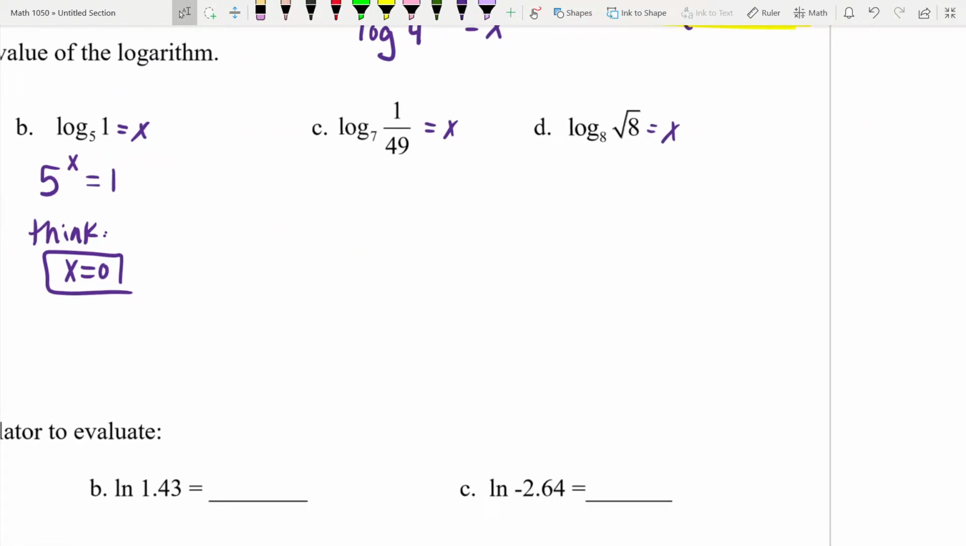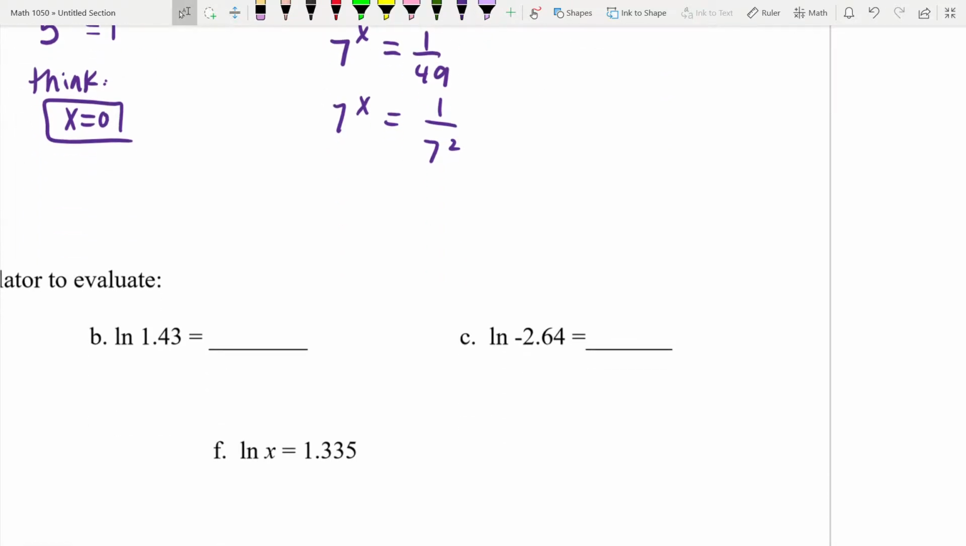Let's convert the next one. This one's a little trickier, so watch. 7 to the x is 1 over 49. It's kind of weird now, but I notice that 49 is a power of 7. So write this as 7 to the x is 1 over 7 squared. Now I'm going to take that 7 squared and pull it up to the top. If it's 7 squared on the bottom and I pull it up, what do I get? -2. So if 7 to the x is 7 to the -2, then x must be -2, and I'm done.